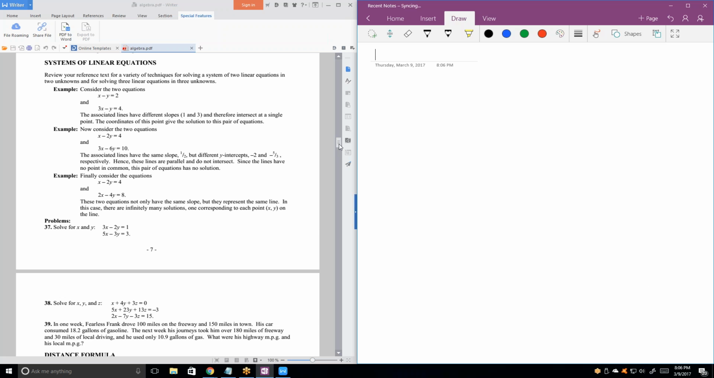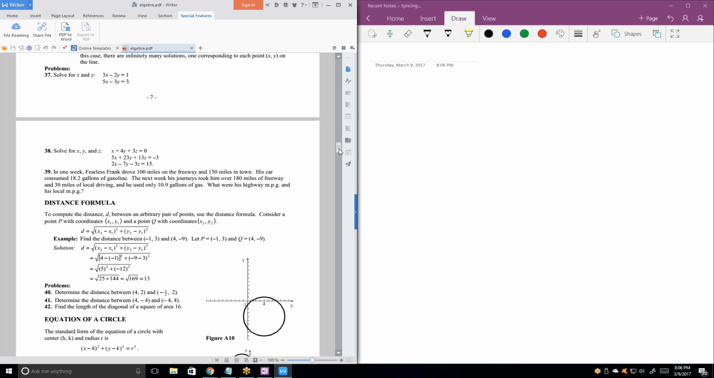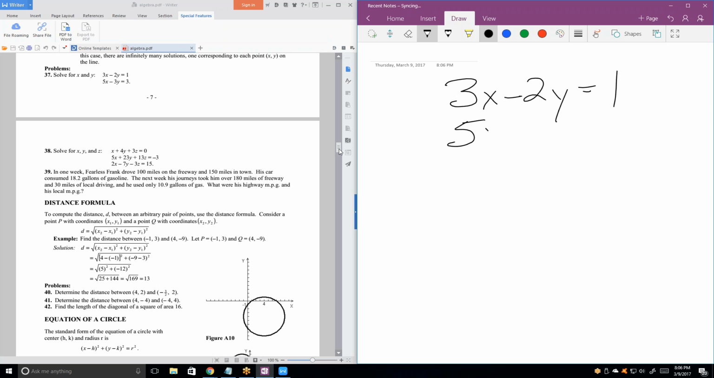All right, so let's do 1 by elimination. Now, if you look at number 37, 37 is in standard format, both equations. And by that, I mean you have some number of x and some number of y, both on the left side of the equation, and you have a constant on the other side. Standard format almost always is easier to solve by elimination. And notice that neither equation is solved for one variable.